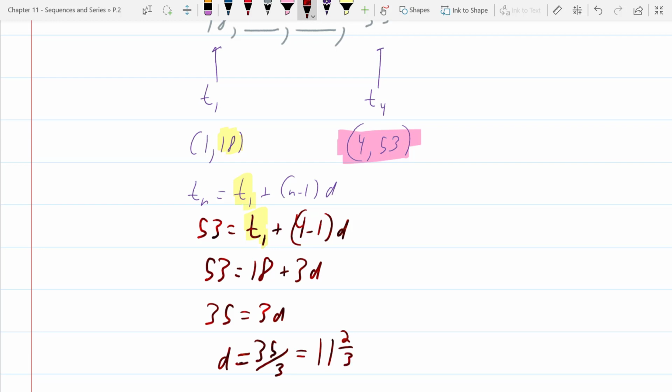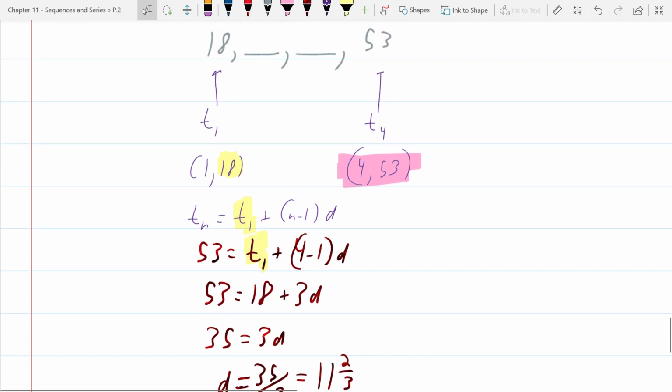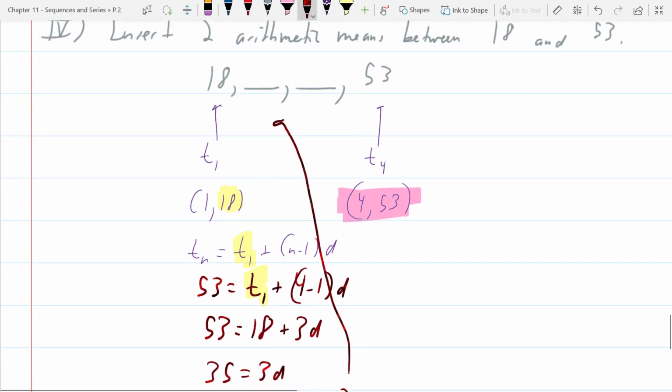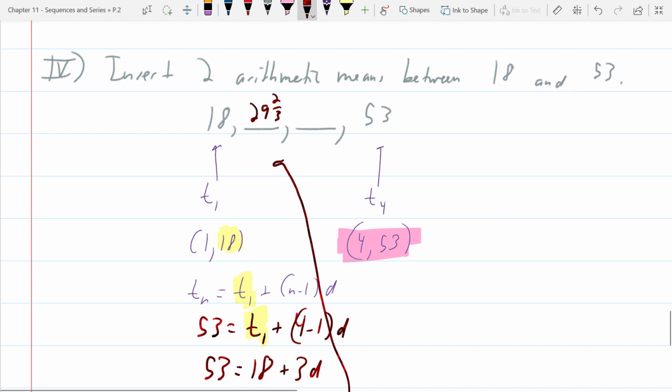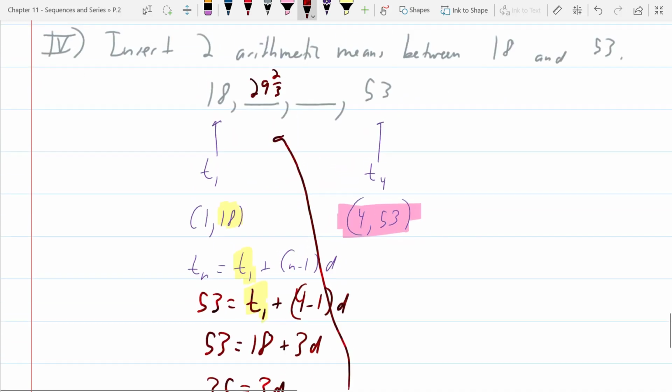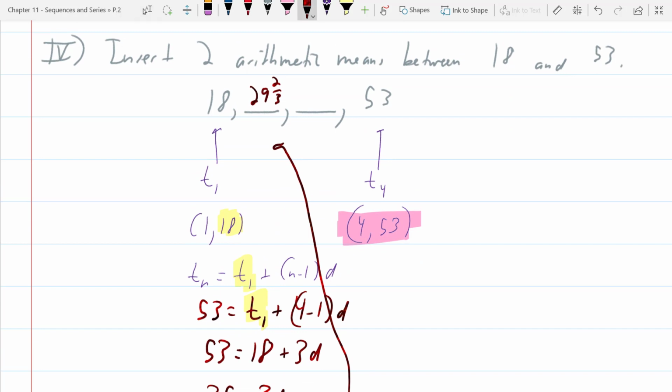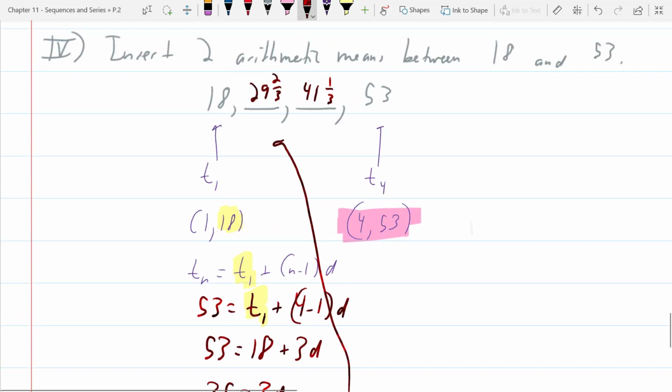Let's see if this works. We're going to take this and plug it way back up here. So let's add 11 and 2/3. 18 plus 11 and 2/3 is 29 and 2/3. And then if I add 29 and 2/3 to 11 and 2/3, I get 41 and 1/3. And then add another 11 and 2/3 and I get 53.